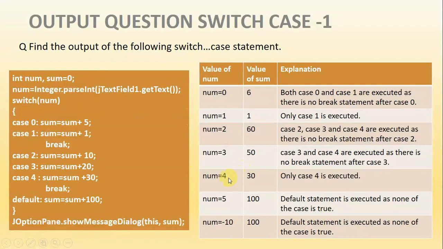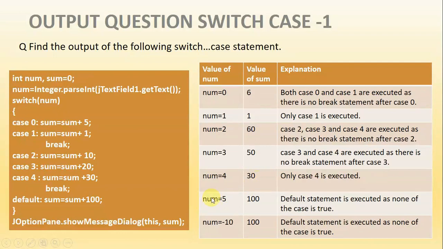So let us suppose the value of num is 4. So in this case will become true. So it will execute this statement, sum equal to sum plus 30 and immediately break statement is encountered. So the case will break, the switch will break and it will come to this statement. So in this case, the value of sum will become 30.